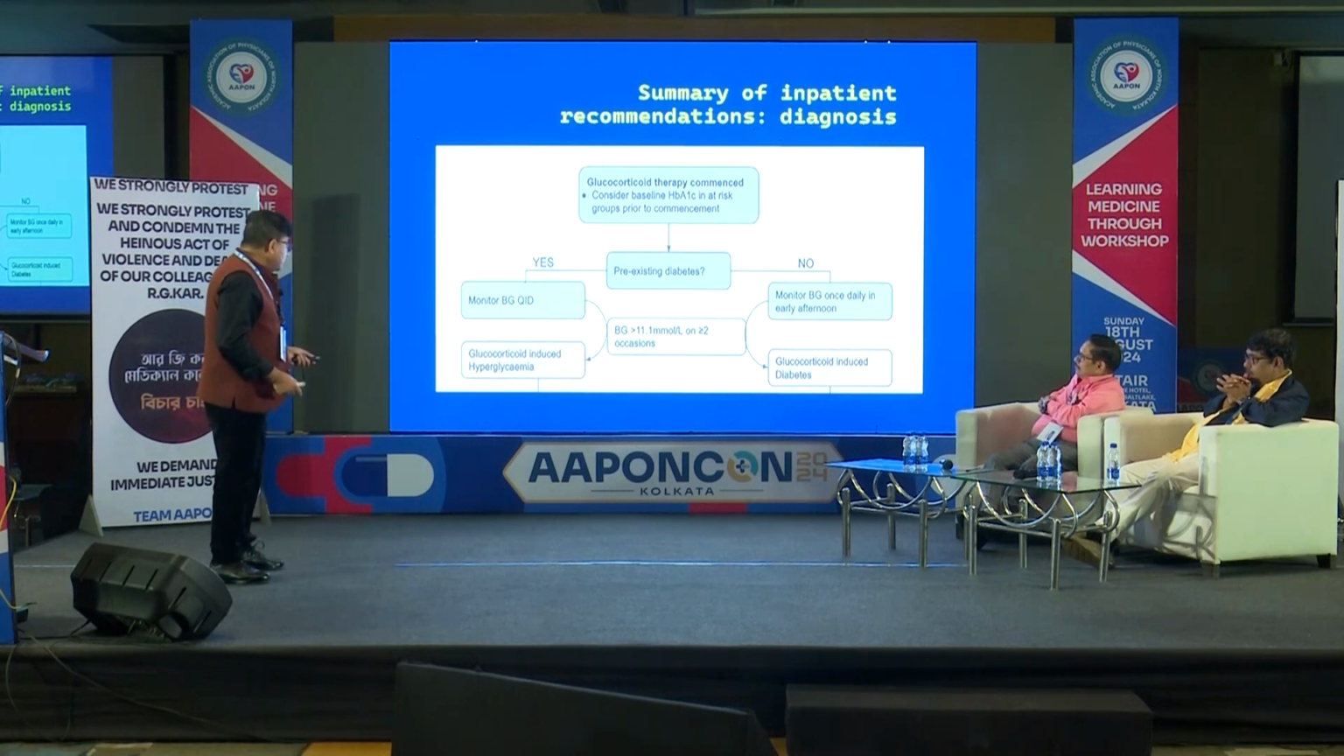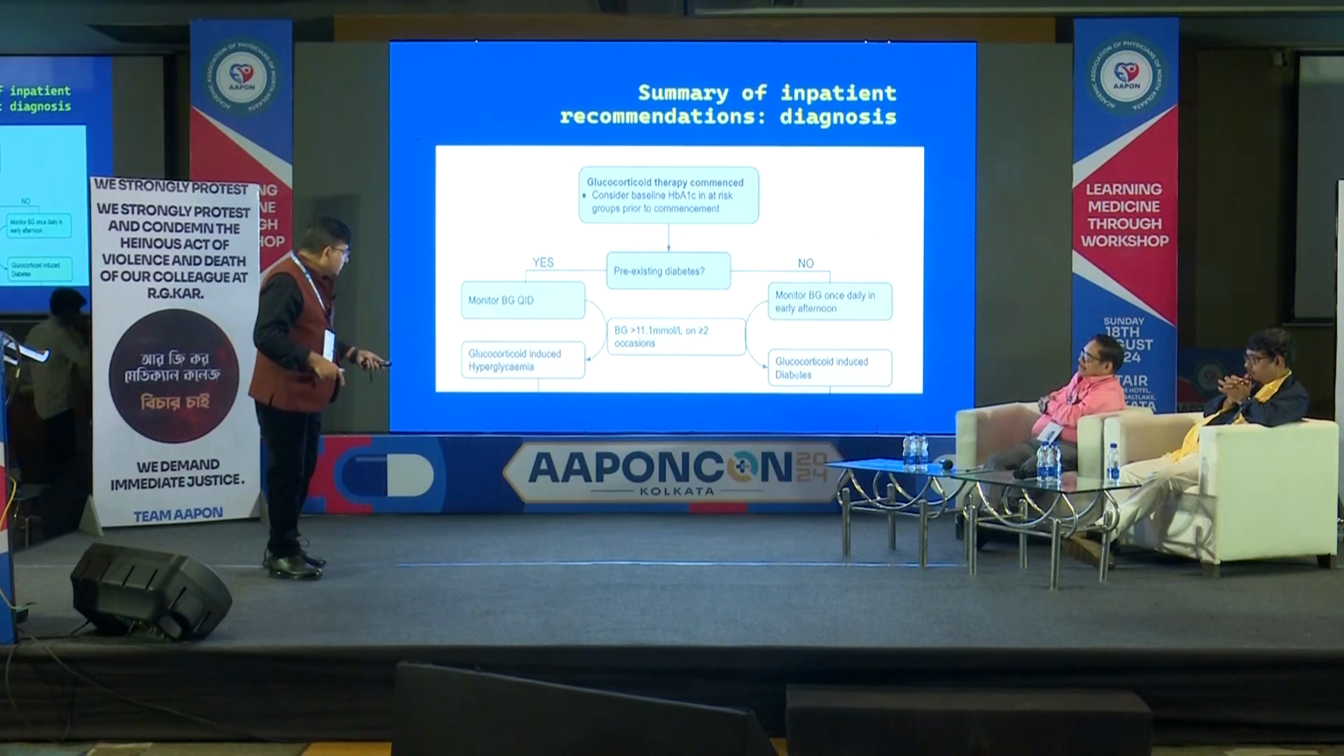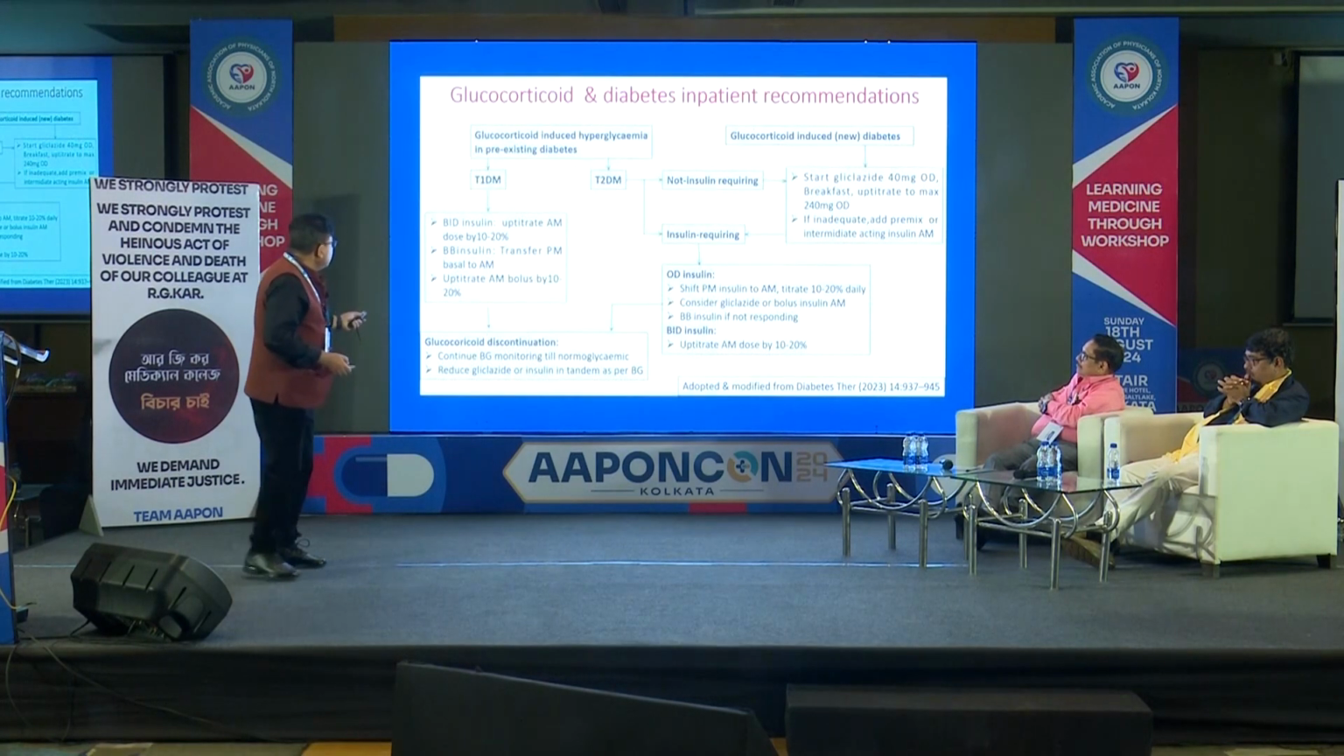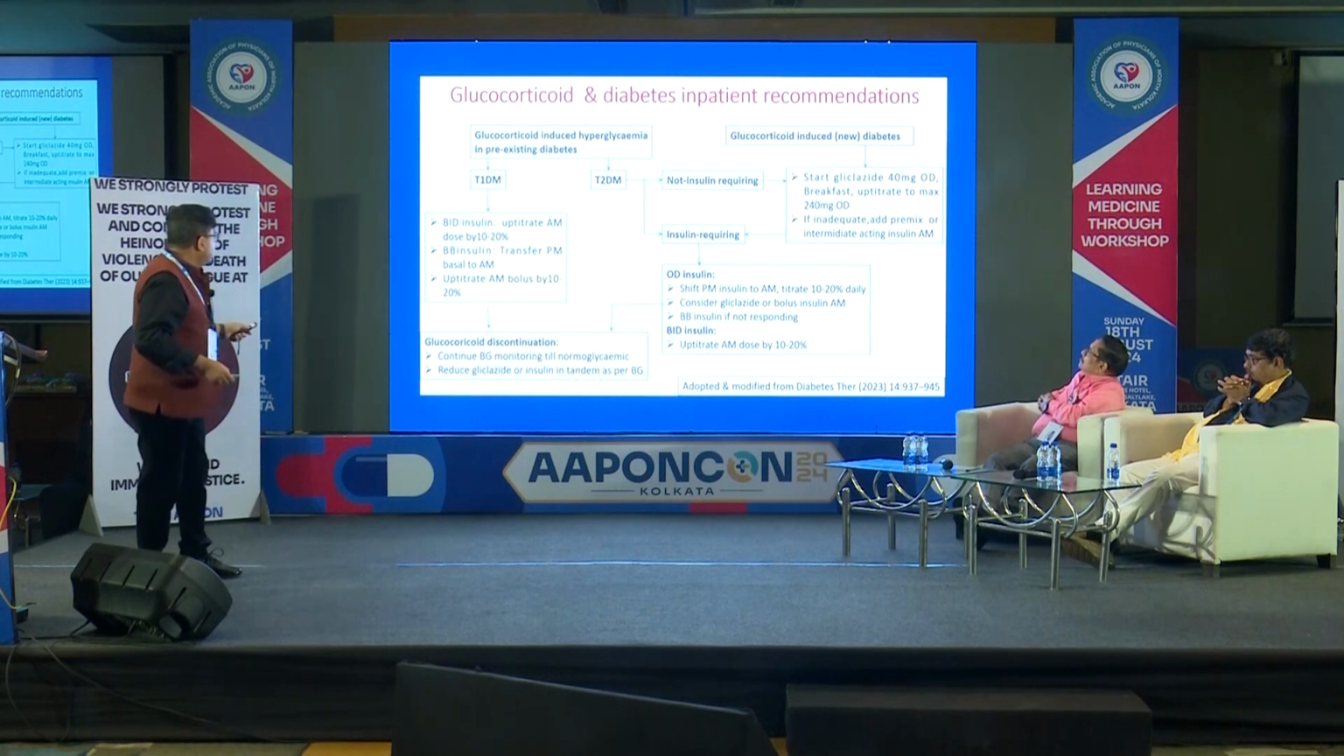So if your blood glucose on 2 occasions is more than 11.1 millimole, that is, you can multiply that with 18, so almost around 190 or almost reaching 200, more than 200 on 2 occasions, then it is glucocorticoid induced hyperglycemia. If it is so, you can say that the patient is having glucocorticoid induced diabetes. So how do you actually treat them?